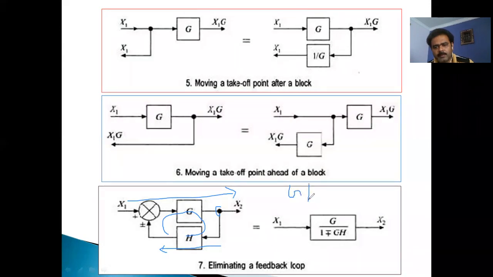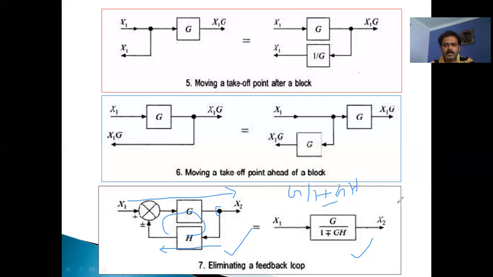So G by 1 plus GH. If it is a negative feedback, you will get a positive sign. If it is a positive feedback, you will get a negative sign. We have to remember that; this formula we have already derived while discussing the effect of feedback on overall gain. So I don't want to derive the same formula again, just try to remember it.